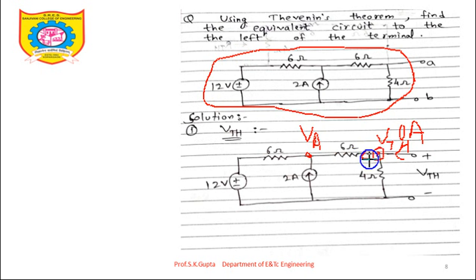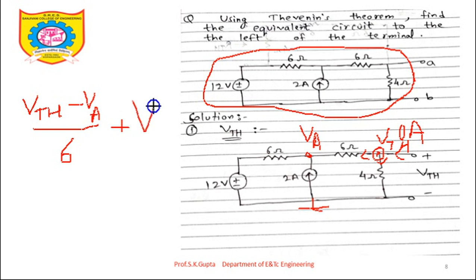So sum of leaving current equal to 0. This is one leaving current, this is one more leaving current. So sum of leaving current equal to 0 by KCL. Then use Ohm's law. So what will be the value of current in the 6 ohm resistor? VTH minus VA divided by resistance, which is 6 ohm, plus VTH minus 0. This is the ground terminal. So VTH upon resistance 4 equal to 0.